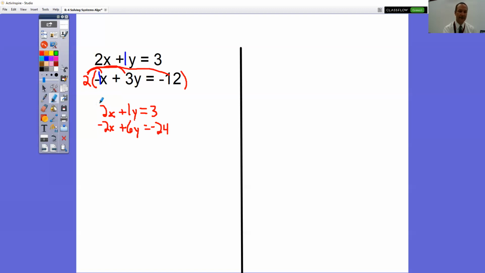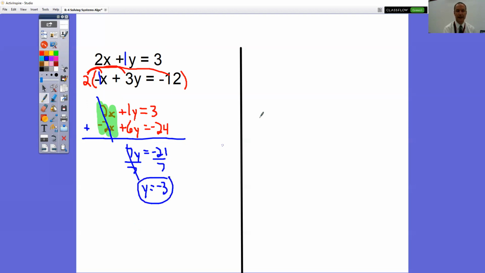Now notice what I have. Now notice that I have my opposites. I have a -2x and a +2x. So all that I'm going to do is add going down. Those will cancel out. 1y plus 6y is 7y. 3 plus -24 is -21. Divide by 7, divide by 7. Y equals -3.